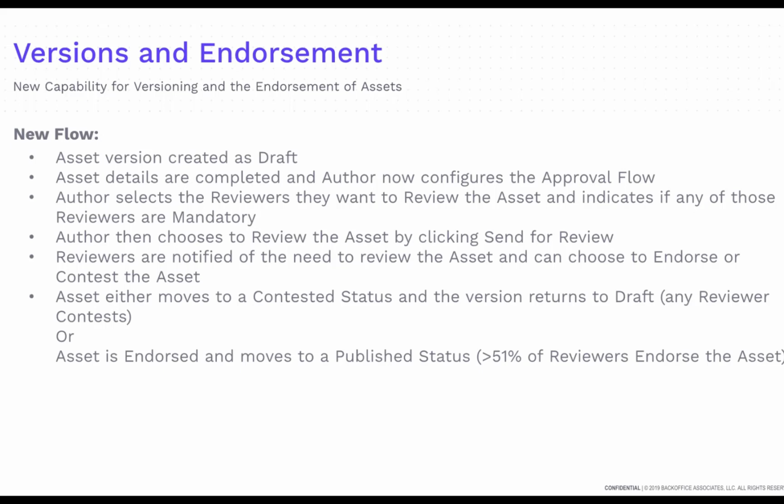And then the asset will either move to a contested status if one of the reviewers contests the asset, then it moves that asset into a contested status. And in this situation, as we ship today, if more than 51% of the reviewers endorse the asset, then it moves to a published and accepted status. So this is what turns that asset version into an immutable version.